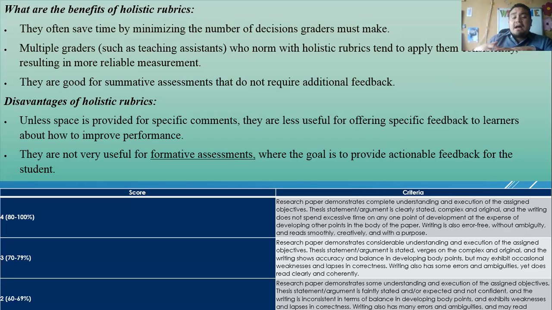Summative assessments. And as far as disadvantages of holistic rubrics, unless the space is provided for specific comments, they are less useful for offering specific feedback to learners about how to improve performance. They are not very useful for formative assessments, where the goal is to provide actionable feedback for the student. And this is what a holistic rubric looks like, as you can see.